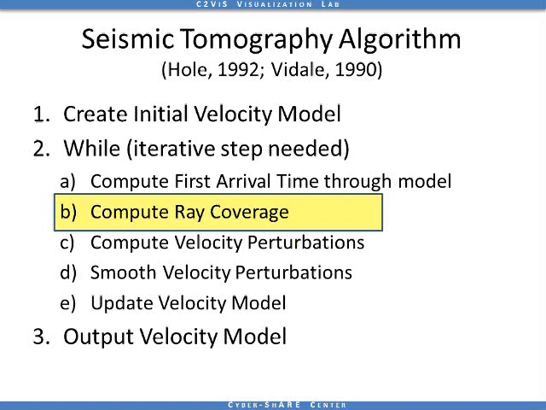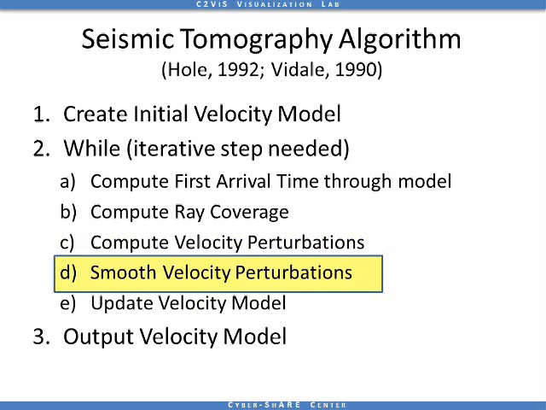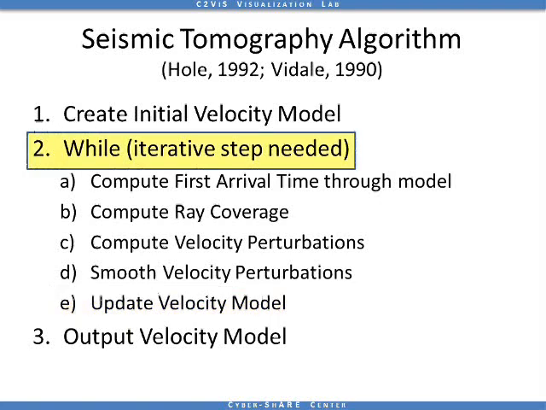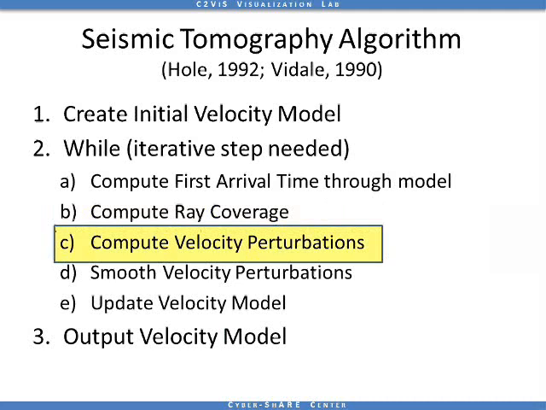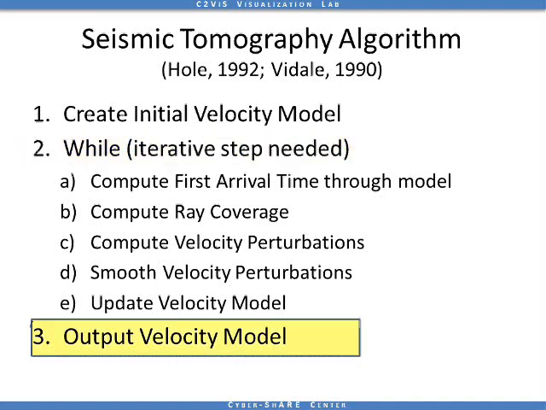The inversion step includes the computation of ray coverage in the region, the computation of velocity perturbations, smoothing of velocity perturbations, and updating of the 3D velocity model used for the iteration. While the stopping criteria are not met, steps A through E are iterated upon or repeated. Eventually, the model will converge or some other iteration stopping criteria will be met, and a final 3D velocity model will be produced by the algorithm.